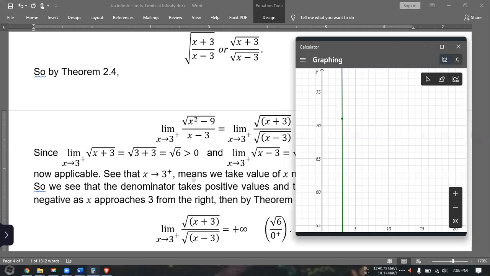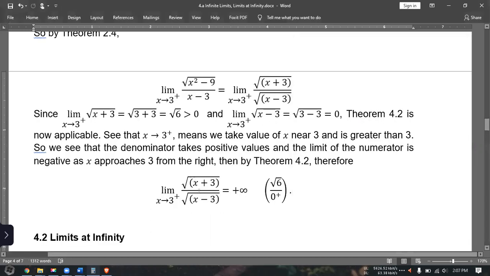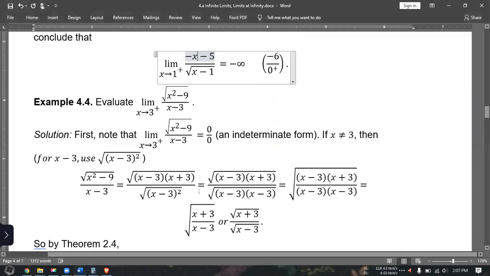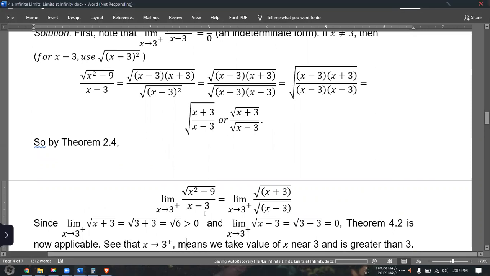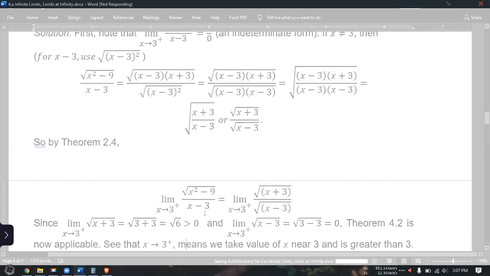That is example number, what number is this? Number 4. Example number 4. Question! In infinite limits. Hello. One more question. Hello, sir. Hello, po, sir. You can now proceed to the second part.